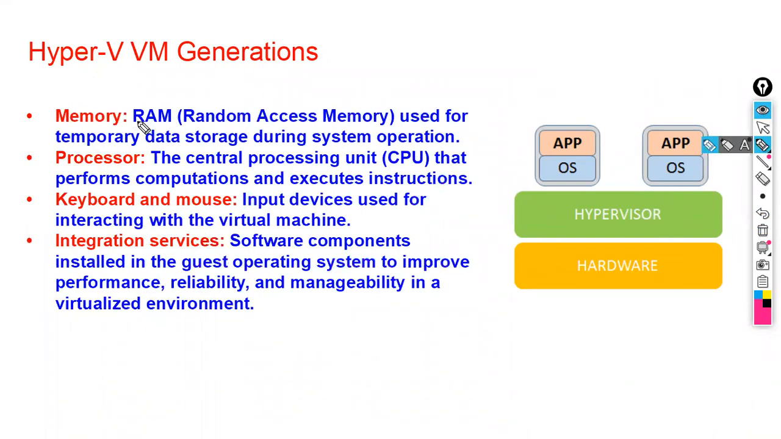Then memory, as we all know, is RAM. Processor, we have already discussed in our basic classes. It is the CPU, the brain of your computer, and it executes the instructions. Then keyboard and mouse we have already discussed. And what are integrated services? Software components installed on the guest operating system to improve performance, reliability, and manageability in a virtualized environment. We install the hypervisor, then we install the operating system, which is the guest operating system, and on it these software components are installed.